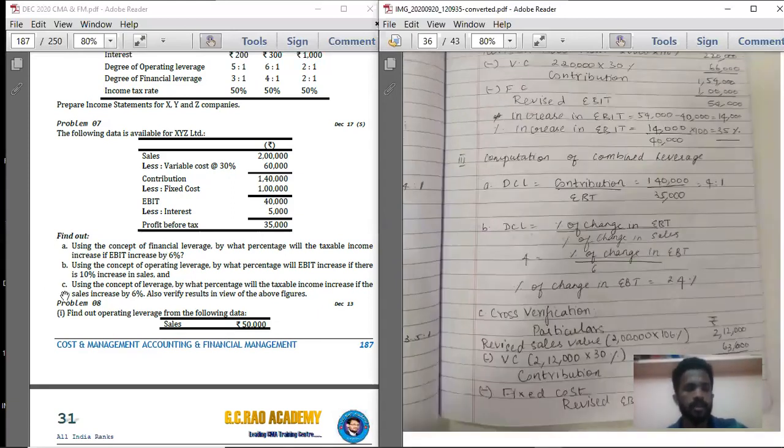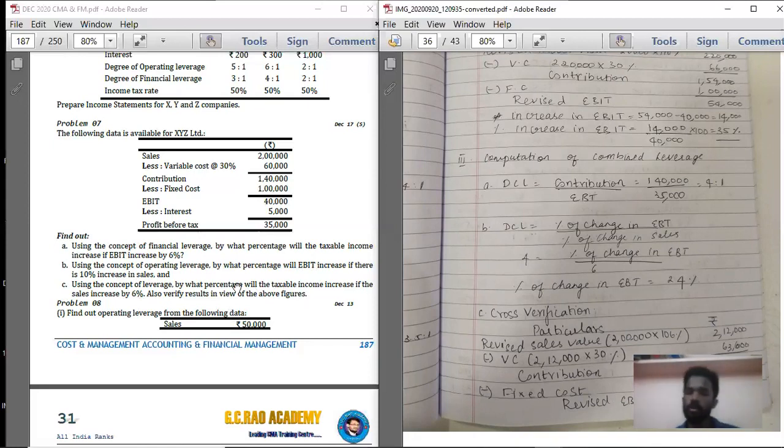Now below that, what is the third thing? That is point number C. Using the concept of leverage, they have given combined leverage. By what percentage will the taxable income increase if sales is increased by 6%? Before, with a 10% increase in sales, they asked what EBIT will increase. But now they ask with a 6% increase in sales, how much the taxable income, that is EBT, will change. So we should use combined leverage.